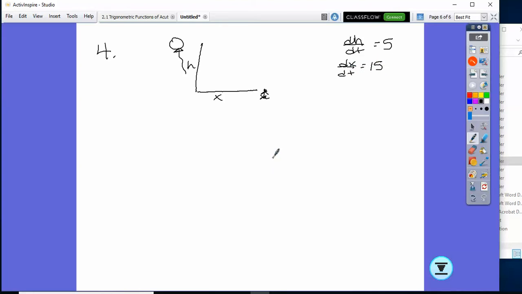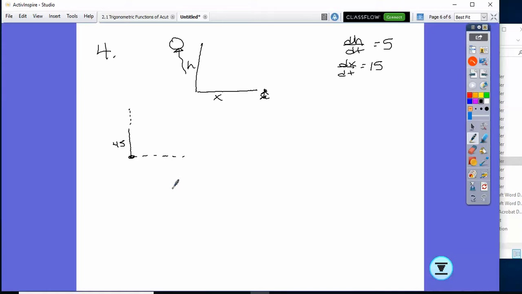When he passes under the balloon, it is 45 feet above him. So what's happening is the boy is right here under the balloon, and this is a height of 45. But then the boy rides off and the balloon keeps going up, right?